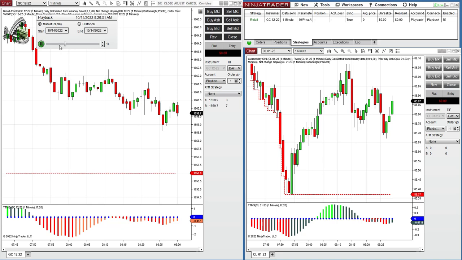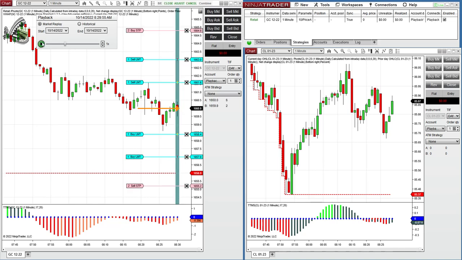Now, we also have a button called adjust. There's a lot of smart people in this room, I know that's true, and a lot of smart people that understand support and resistance.